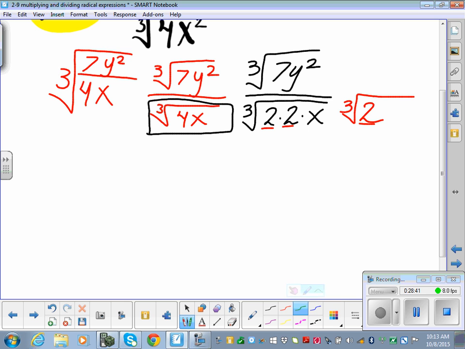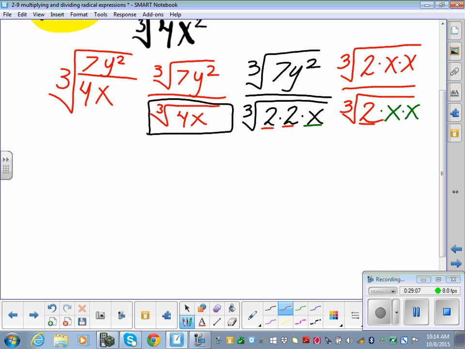And then how many x's do we have? 1. How many do we need? 3. So how many more do I need to multiply by? 2 of them? Yep. So if you do that to the bottom, you've got to do it to the top. You can't just do it to the bottom. So I'll multiply the top also by 2 times x times x.